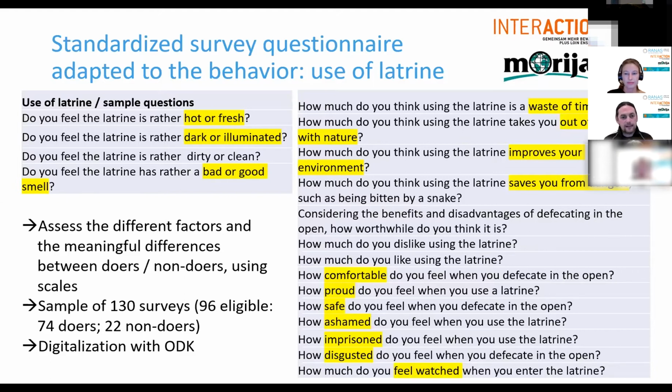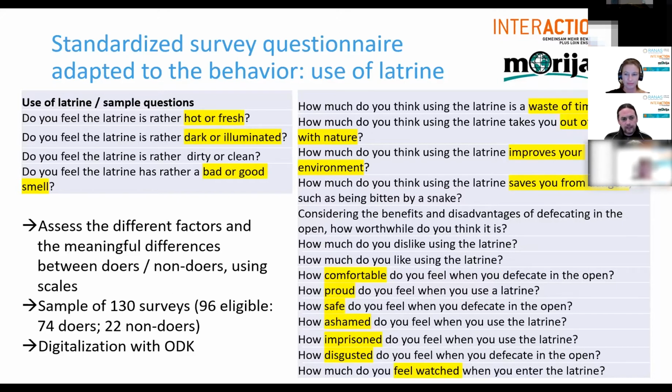So I highlighted in yellow the different things that came out from the qualitative phase. So the latrine is hot or fresh, dark or illuminated. There was another one, bad or good smell, the waste of time for the latrine use. Latrine saves you from danger, like being bitten by a snake, and so on. So we screened all the qualitative interviews, and the main occurrences we took as a question in the next survey.